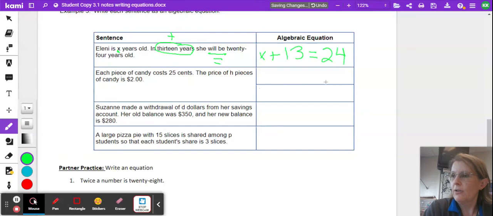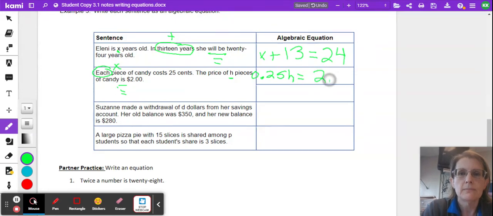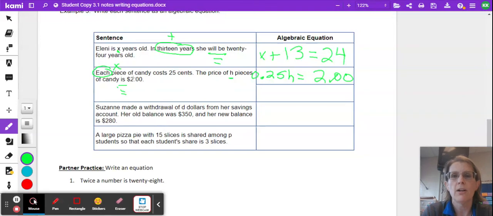And the next example, don't worry about that line. I don't know why that's in there. Each piece of candy costs 25 cents. The price of 8 pieces of candy is $2. So when it says each piece of candy, that tells me there's going to be more than one, so I would be multiplying by 25 cents. I'm going to turn that to a decimal. They did tell me I needed to use H. So 0.25 times H. The price of 8 pieces of candy is my equal sign, $2. And when you write the equation, you leave off the dollar sign.